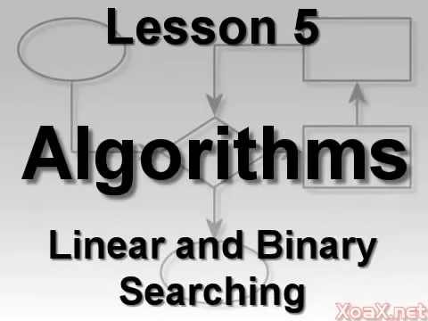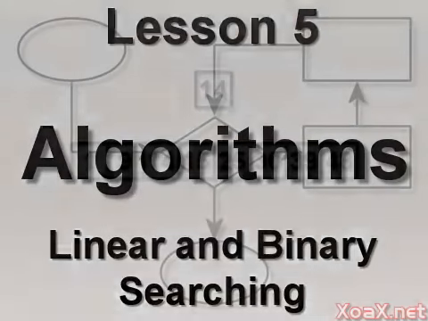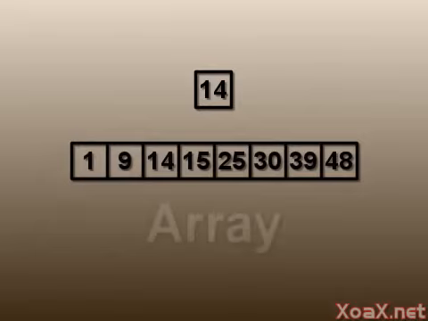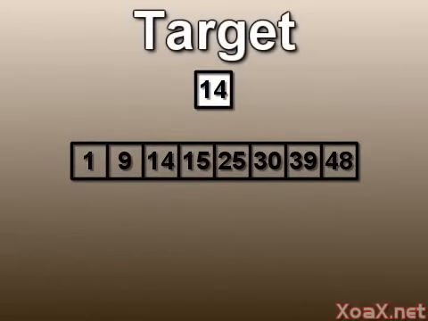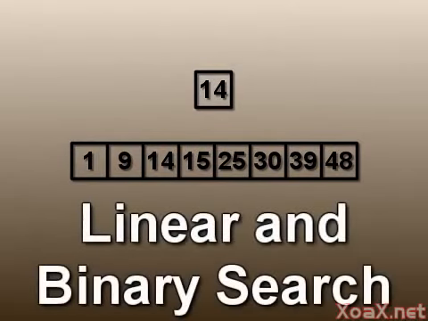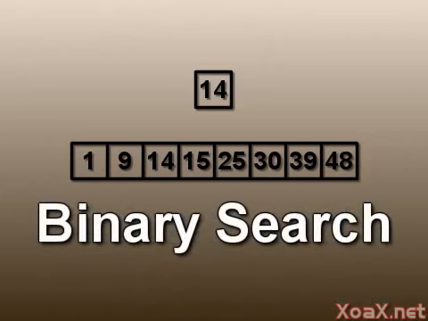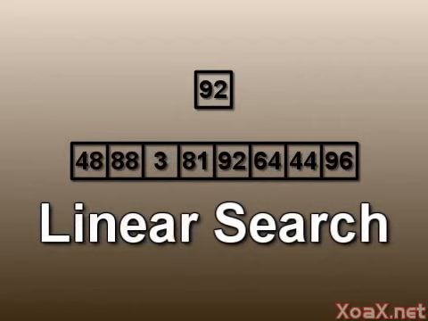Lesson 5, Linear and Binary Searching. In this video, we present two ways to search an array for a target element, linear and binary search. For the binary search, we will need the elements of the array to be sorted like this, while the linear search will always work even when the elements of an array are not sorted.